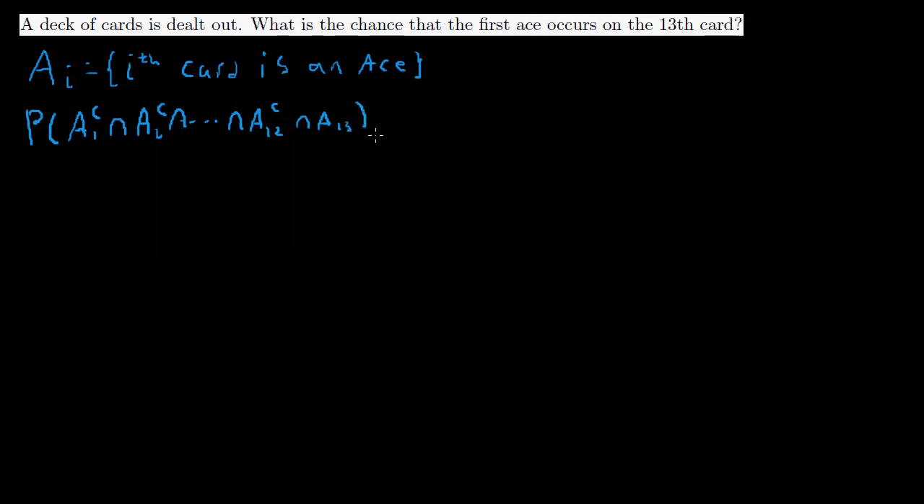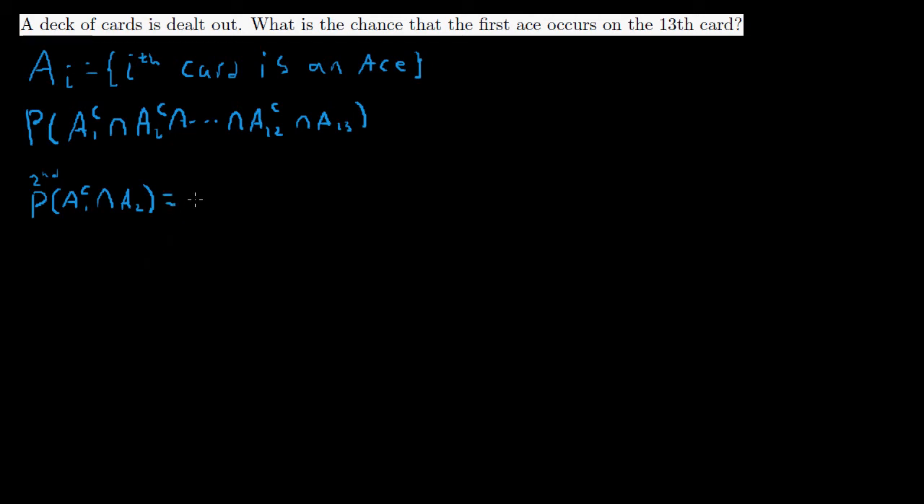So what we're going to do here is use our multiplication rule. Let's work this out for a few simpler cases first. What's the probability that the second card is an ace? Well, that's A1 complement and A2. These events are clearly not independent, since if I didn't get an ace on the first card, I have a higher chance of getting an ace on the second card.